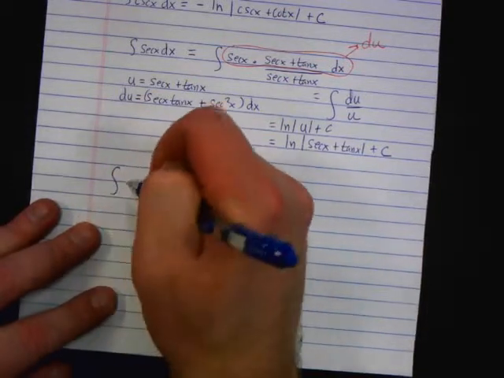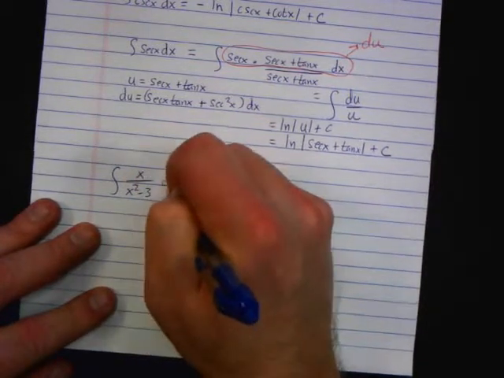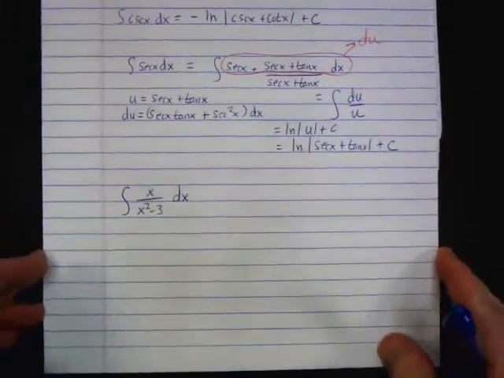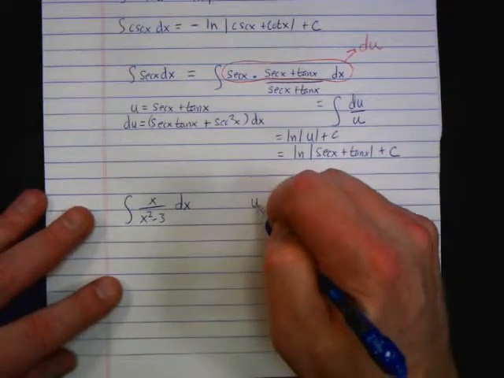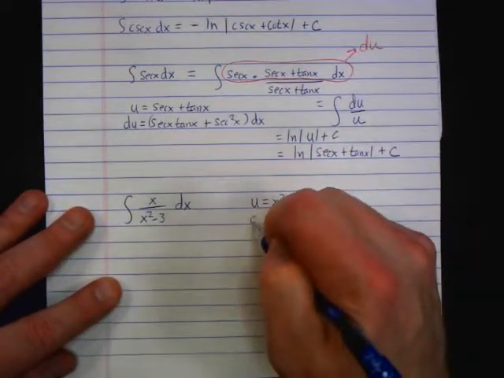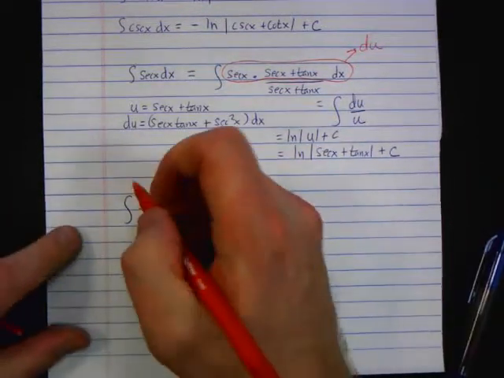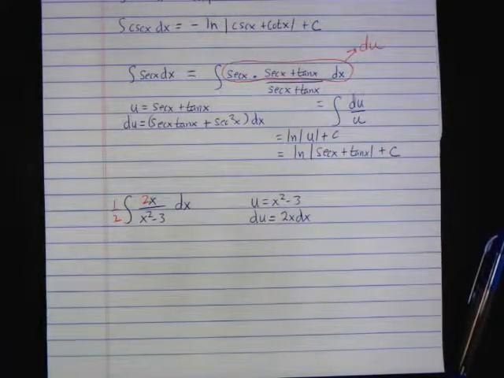You're going to have the integral of x over x squared minus 3 dx. Any ideas on what to do? U is almost always going to be the bottom on these problems. So U is going to be x squared minus 3, which means du is 2x dx. So I need to sneak a 2 in here to give me my 2x dx, which means I need a 1/2 out there to balance it out.